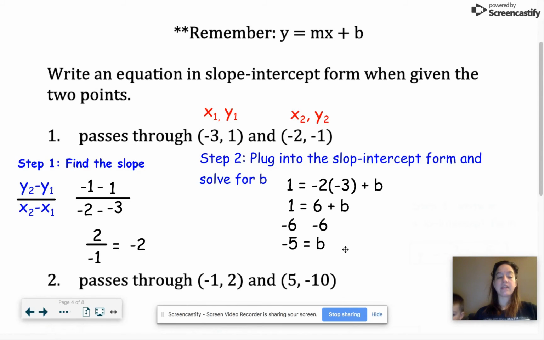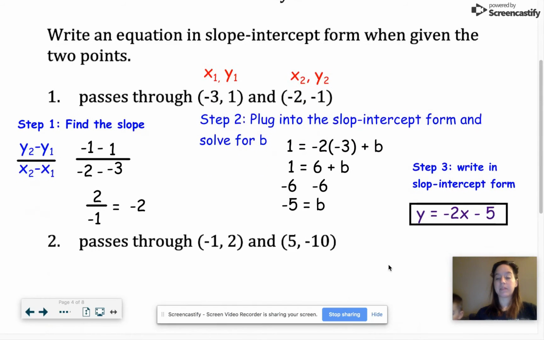Once you have that, now I have my slope, I have my b, so therefore I can write in slope-intercept form. So I get y equals negative 2x minus 5. The negative 2 came from the slope that we found, and the negative 5 came from the b that we found. So really it's a matter of find the slope, plug things in, get your slope-intercept form. So that's when you have 2 points. If I was given just a point and the slope, I would simply start at step 2. But here I'm only given the 2 points.